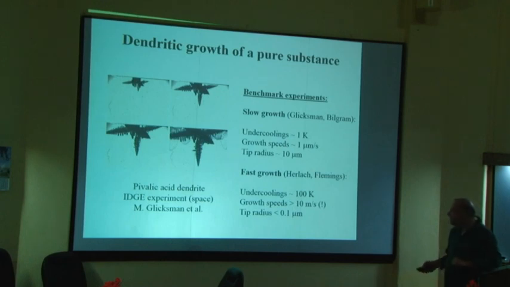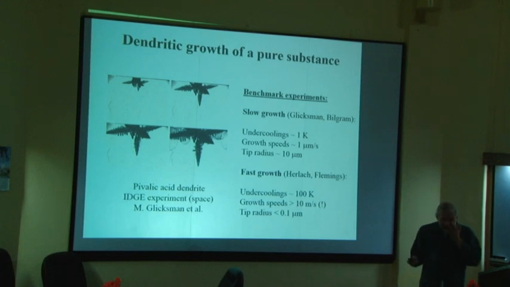Okay? So we have these different regimes, very slow growth, where the undercooling is a fraction of a Kelvin. Typical growth speeds are of the order of microns per second, and tip radius here is about microns. So this is observable with optical resolution, and here very fast growth.